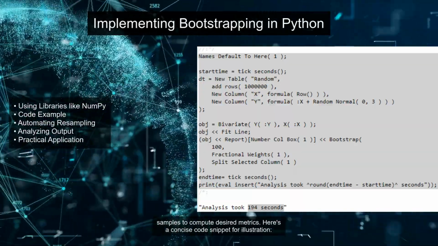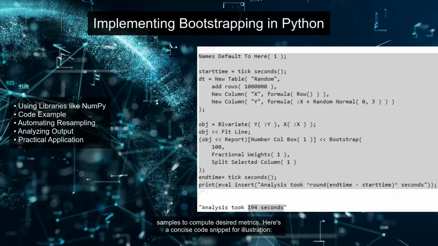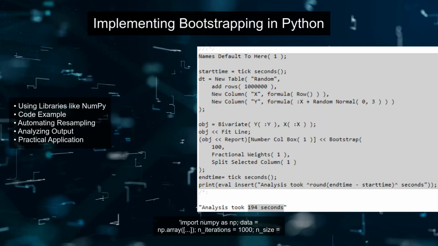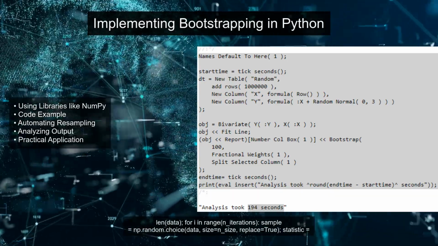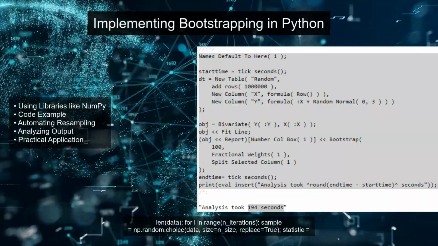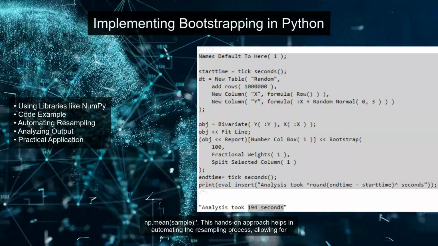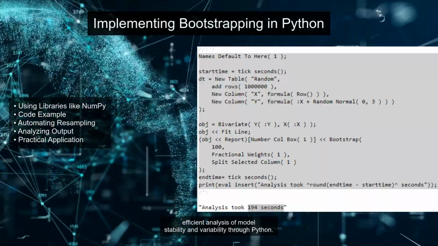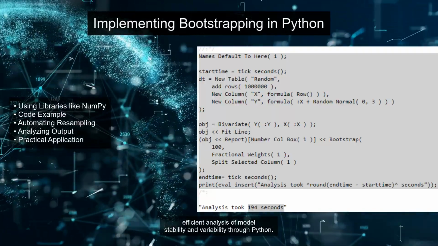Here's a concise code snippet for illustration. Import NumPy as np. data equals np.array, n_iterations equals 1000, n_size equals len(data). For i in range(n_iterations): sample equals np.random.choice(data, size=n_size, replace=True), statistic equals np.mean(sample). This hands-on approach helps in automating the resampling process, allowing for efficient analysis of model stability and variability through Python.